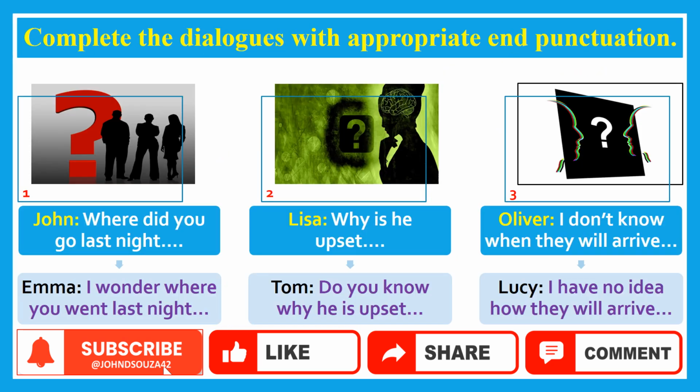Writing dialogues using proper punctuation. The first part of dialogue 1 takes a question mark because it is a direct question, while the second part takes a full stop because it is an indirect question. Dialogue 2 takes question marks for both parts as they are direct questions. Dialogue 3 takes full stops for both parts as they are indirect questions.